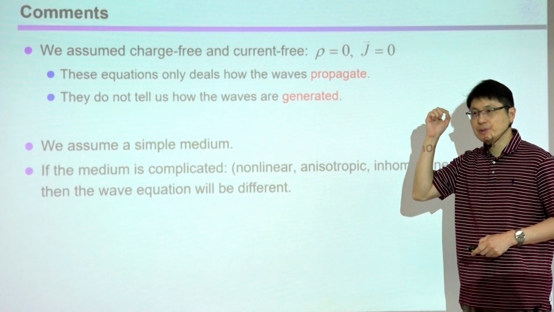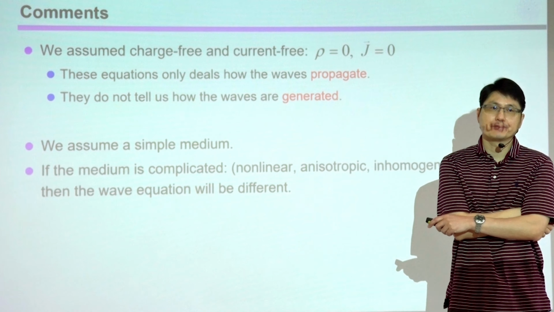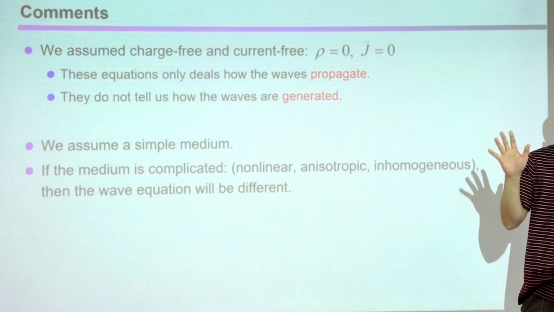Questions for you to ask yourselves during the weekend. Here we have really assumed a very, very simple medium. Okay? Linear, homogeneous, isotropic, and source-free, charge-free, and current-free. Now, what happens if one of these 5 assumptions is no longer valid? How would you modify your wave equation?